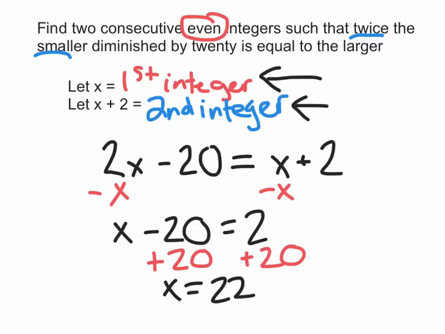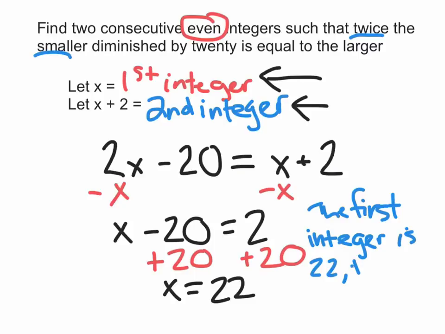Find two consecutive integers. So the first integer, excuse my awful handwriting, the first integer is 22. The second is x plus 2, which is 22 plus 2, which is 24. Awesome.